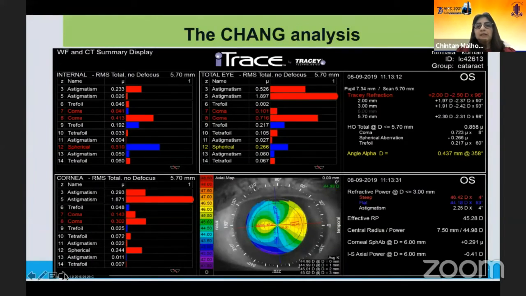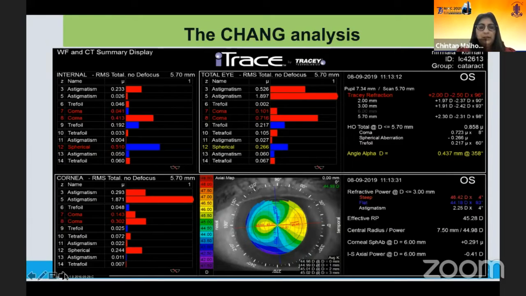Then coming to the next, this is the Chang analysis, a screen which all of us use frequently. It can give us, at a quick glance, a very quick idea of whether a person should be going in for a premium IOL or a toric IOL, and what the main sources of aberration are, apart from a lot of other information. I'll take up each of these components one by one.